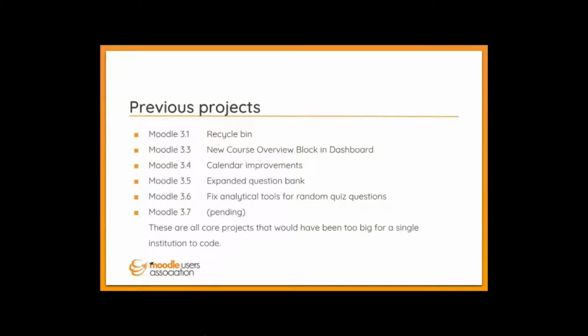In 3.5, we had expanded question bank functionality, being able to select questions by tag in order to improve the ability to use random questions without needing to create extra question categories just for tests. And in Moodle 3.6, we had another project focusing on quizzes. This was fixing analytical tools for random quiz questions so that you get better information on the performance of questions. And Moodle 3.7, it's pending at the moment, so I'm not going to say anything about that. I don't want to put my foot in it.